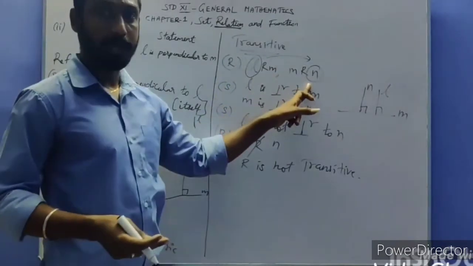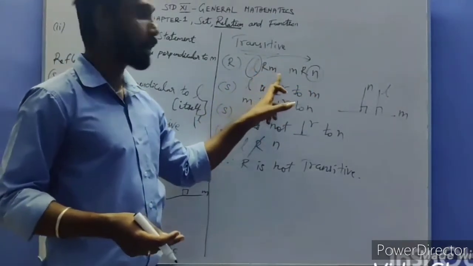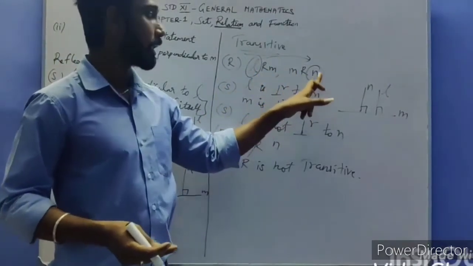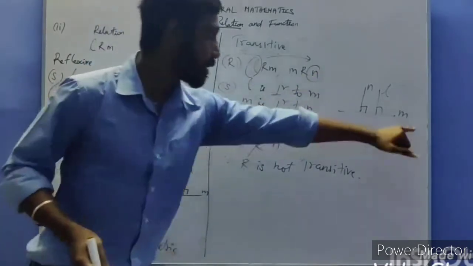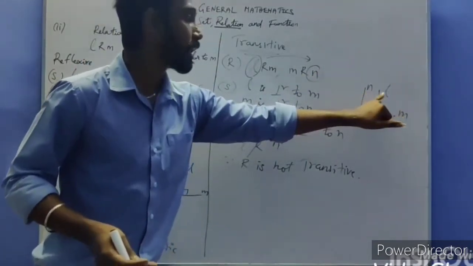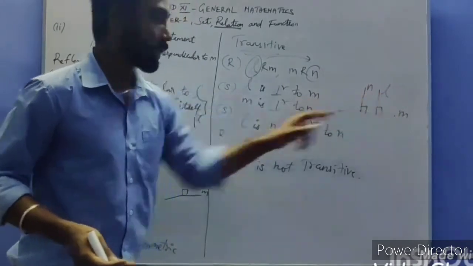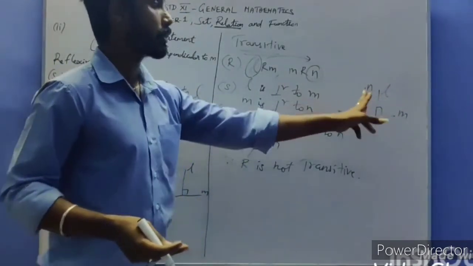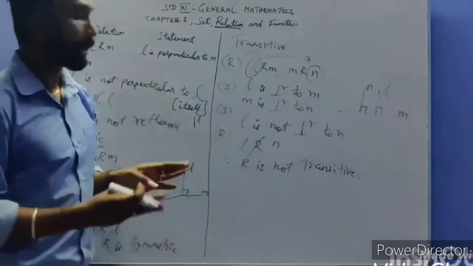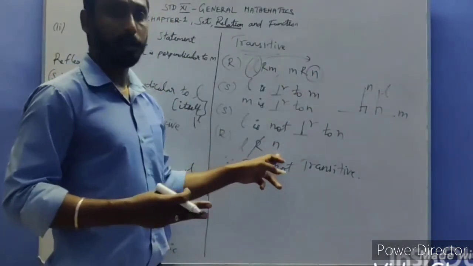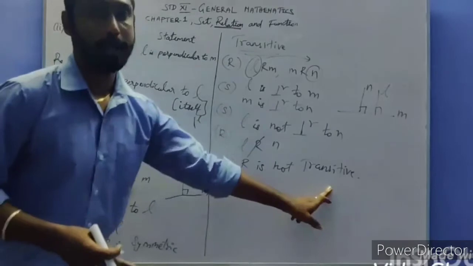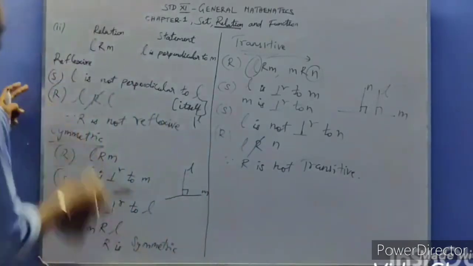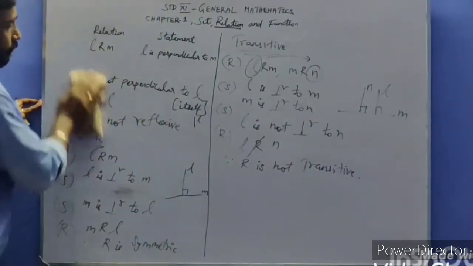Transitive comes next. A third person will be entered here. L related to M, M related to N; N will be the third person. M is perpendicular to L, M is perpendicular to N. It is possible. L is not perpendicular to N because N and L are parallel lines. So L is not related to N. R is not transitive. Now we are going to see the next sum.